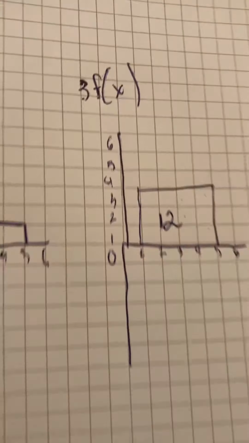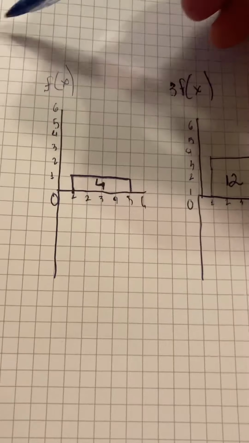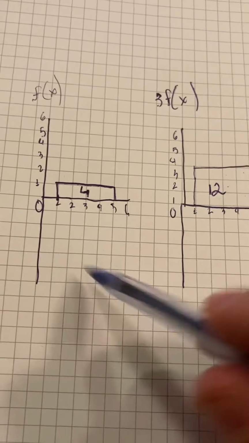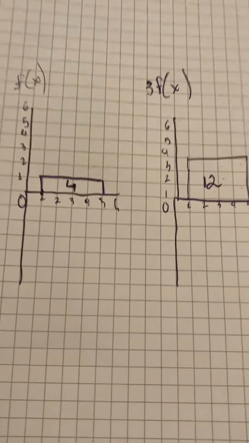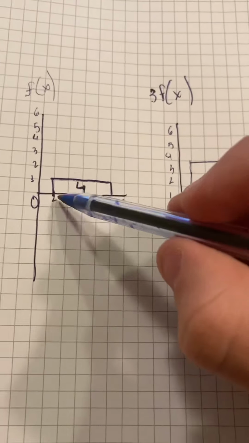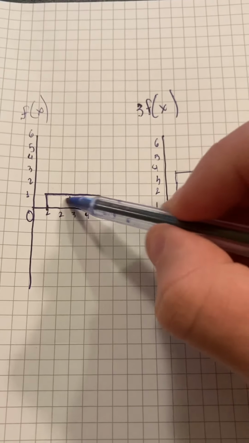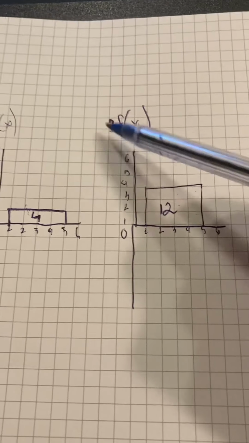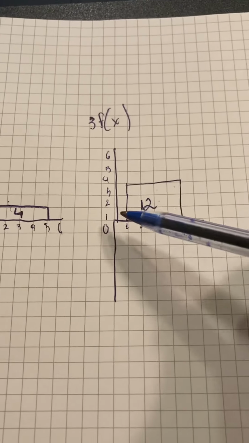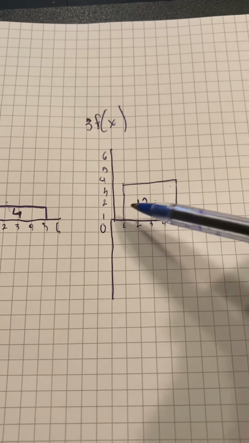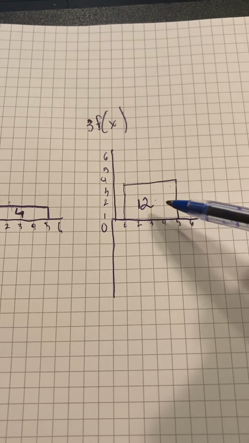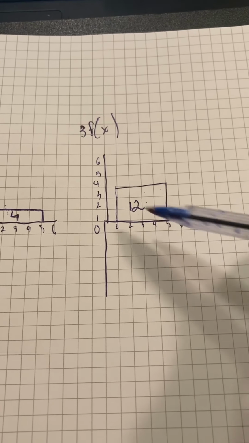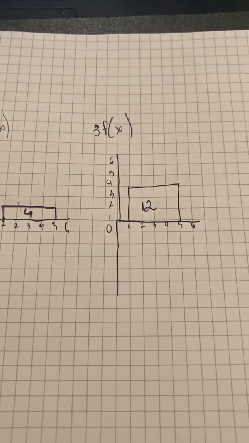And so here we have 2 functions. We have f of x and 3f of x. And we can see that for f of x, the area under the function is 4. And here we are multiplying by a factor of 3, and so the area must be 12, because 1, 2, 3, 4 times 3 columns, 1, 2, 3, 4 times 3 equals 12.